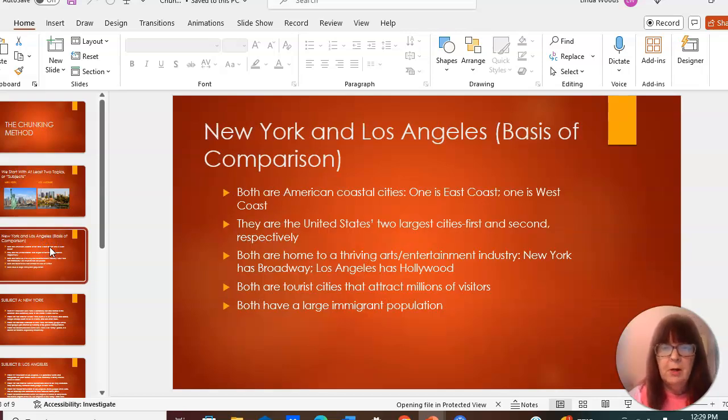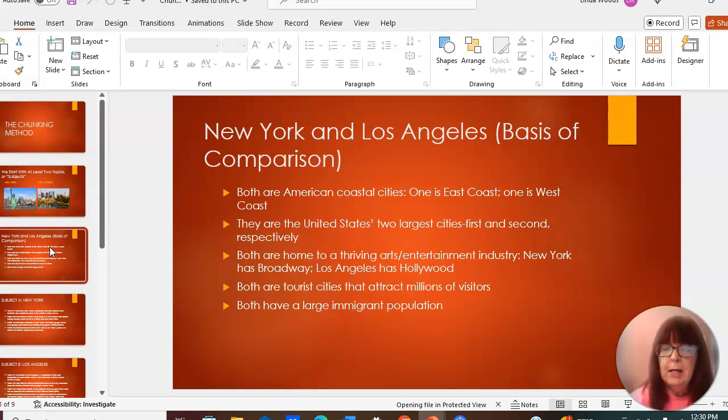So where we have to start, again, is with that basis of comparison. What would make a comparison to, let's say, New York and Los Angeles valid? Well, let's start here. Both are American coastal cities. One is East Coast, one is West Coast. All right, so our two biggest cities, think about it, that we have in this country are established on both of our coasts. They are the United States' two largest cities, first and second, respectively. So that's a justification for the comparison.